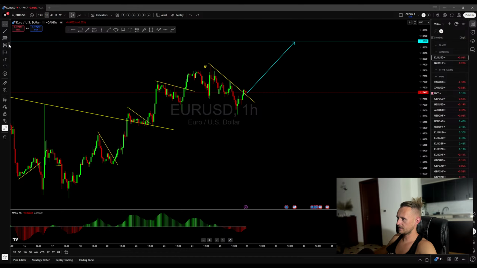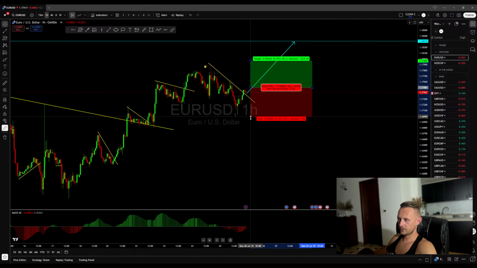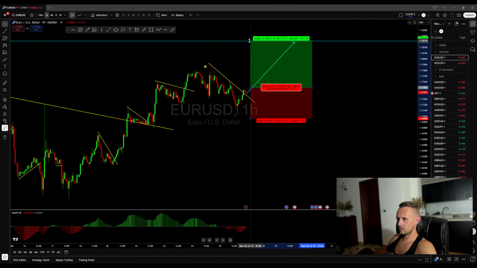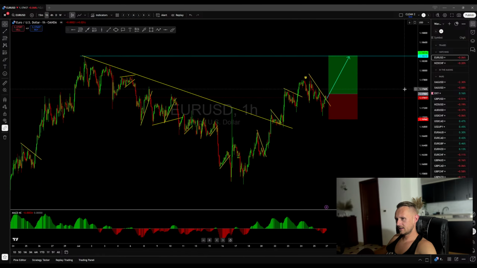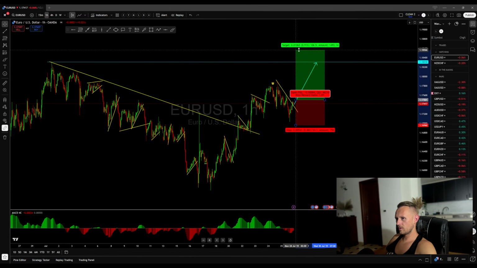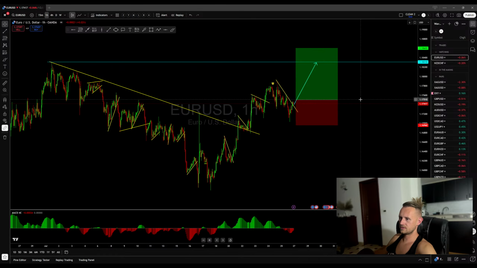I will try to find an entry on break somewhere there. My stop loss will be below the previous low, and of course I will be aiming at least at the previous stop. I think that we may even go further than this stop. Okay, so 1 to 2 should be easy to achieve with this kind of setup.